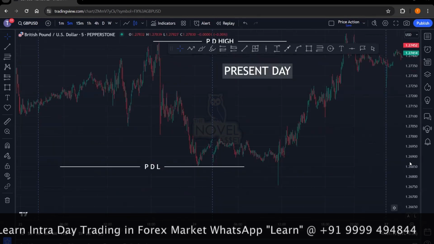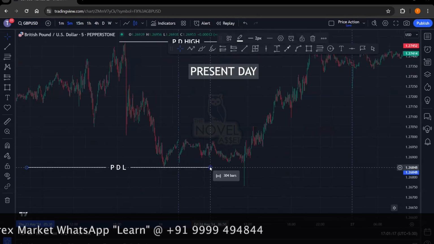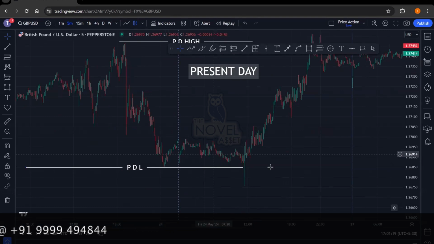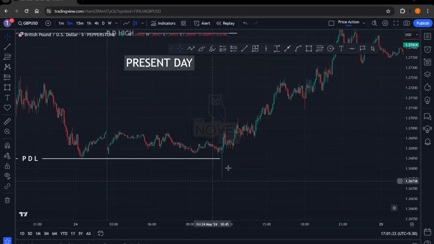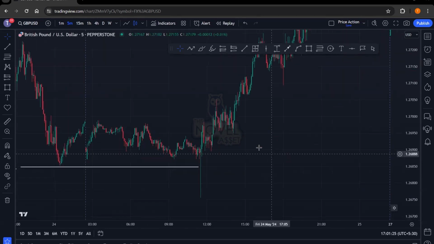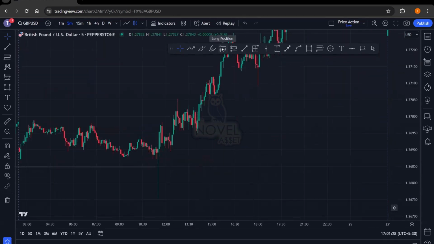Now, what did you see over here? The price first triggered the previous day low of the market. This is your previous day low, right? Now, in the next session or the next day, what did happen? The price has taken out the previous day low in the market by taking out a good support. Now, as I told you, where should you be buying in the market?